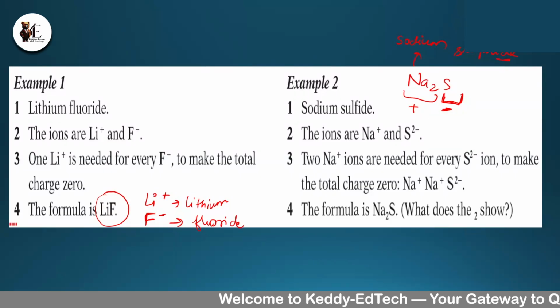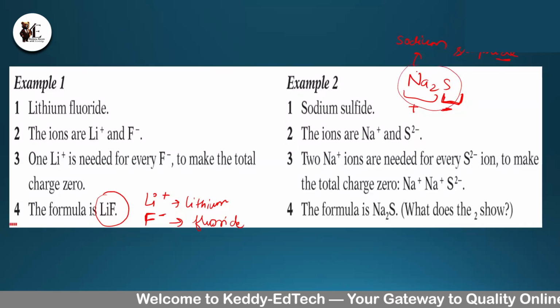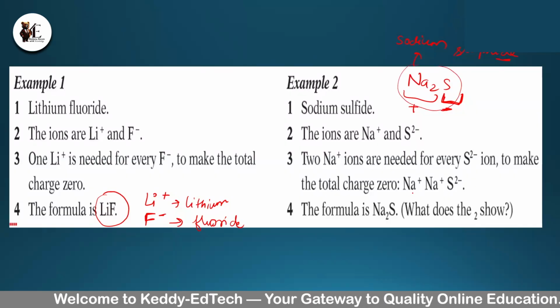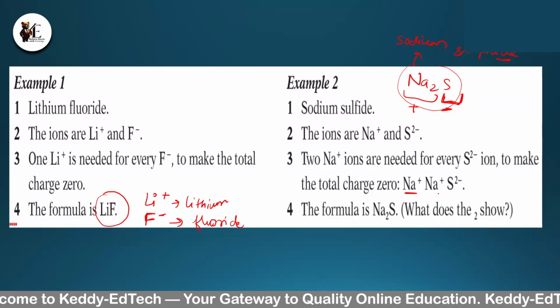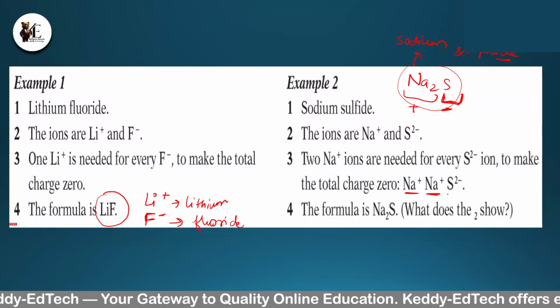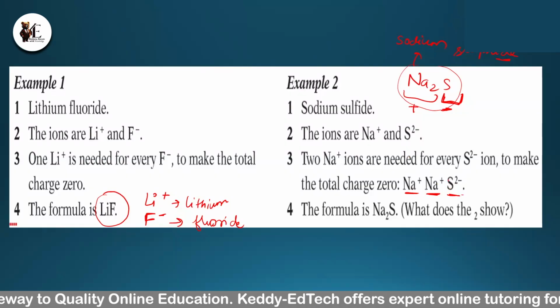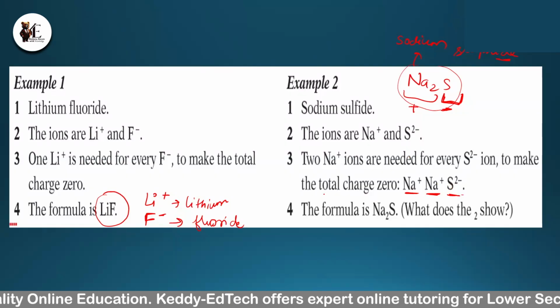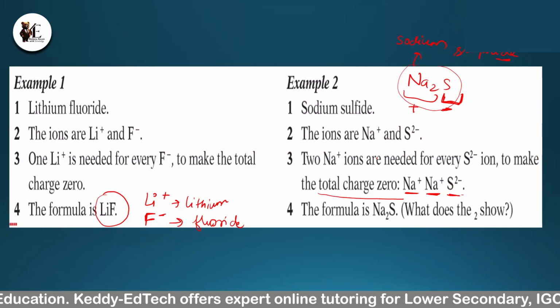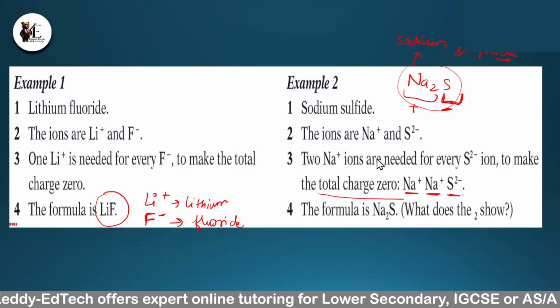If we see the overall charge on this compound, it is 0. Why? Because we have two Na plus ions, one Na plus, two Na plus, and we have one sulfur whose charge is 2 minus. So 2 plus and 2 minus cancel out each other, so the overall charge is 0. So write it down if it is clear.